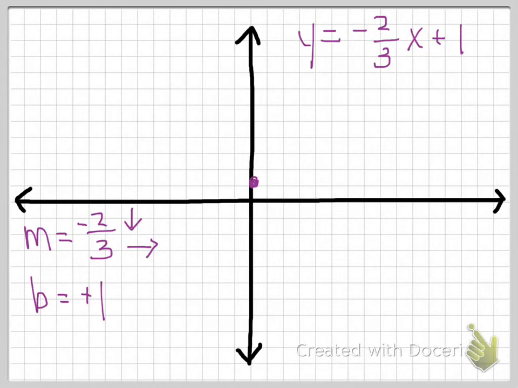So from here, I'm going to start on my b value at positive 1 and go down 2 along the y, and then over positive 3, and then put another dot. I'm going to do it again. Down 2 and over to the right 3 and put a dot. And I have 3 points. I find that that's enough to make a line for me. So I'm going to connect them best I can. And that makes my line.